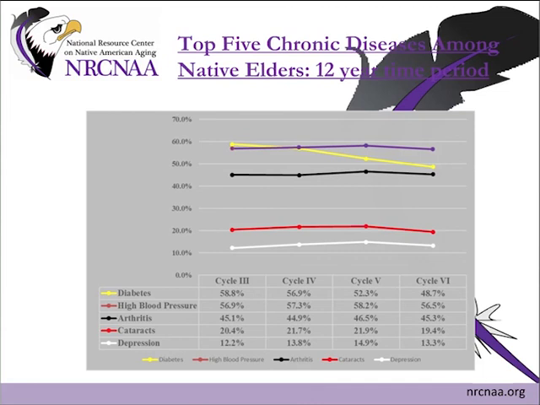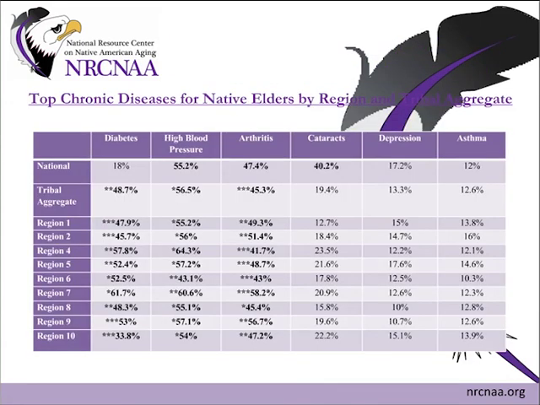And then we look at fall trending data. This is over a 12-year time period also. You see that from cycle 3 to cycle 6, anywhere from 38 to 39% of our AIAN elders have experienced one or more falls in the past 12 months. So through the data, there was a need identified.